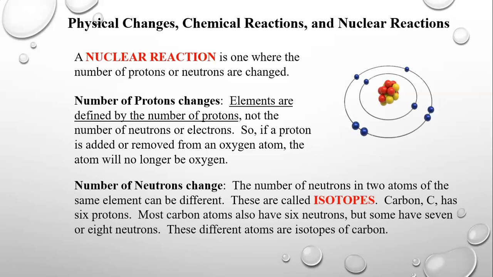The number of neutrons can also change. The number of neutrons in two atoms of the same element can be different. These are called isotopes. So carbon has 6 protons. It has to have 6 protons in order to be carbon. And we'll go over the periodic table and you'll know how we know that carbon has 6 protons. Most carbon atoms also have 6 neutrons, but some have 7 or 8 neutrons. So these different atoms are isotopes of carbon. So that's what an isotope is. It's the same element, but it has a different number of neutrons.